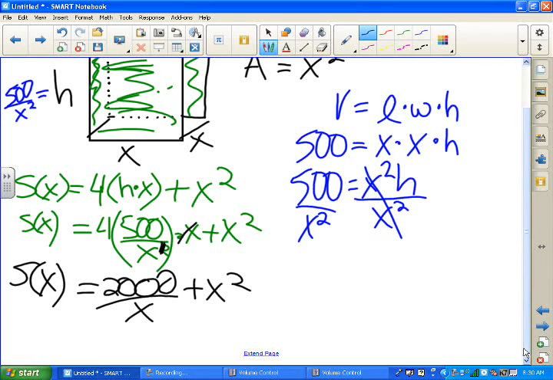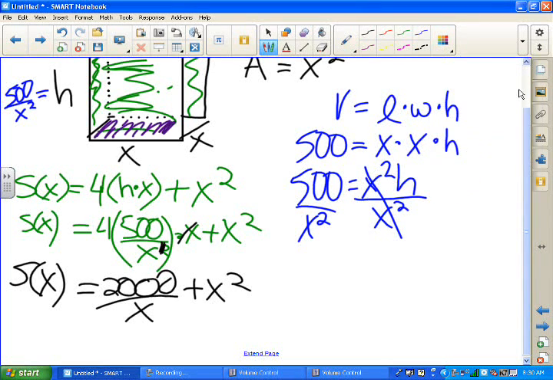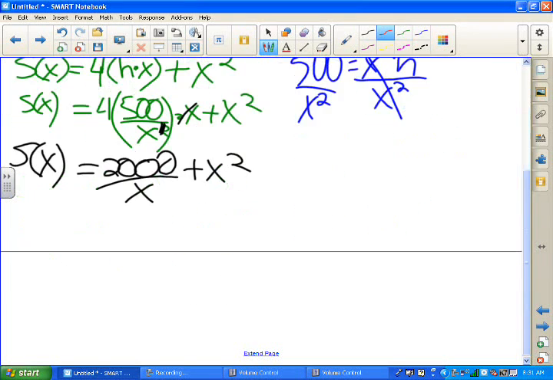So I want to set this equal to 0 and find the solution or find the zeros of this function. But first I need to take the derivative of this function. So the surface area can be calculated by 2,000 over x plus x squared.